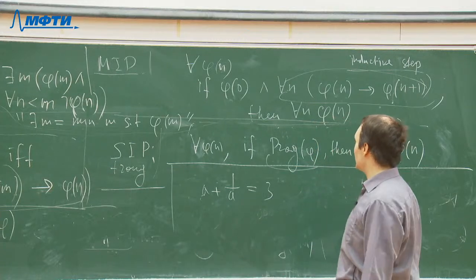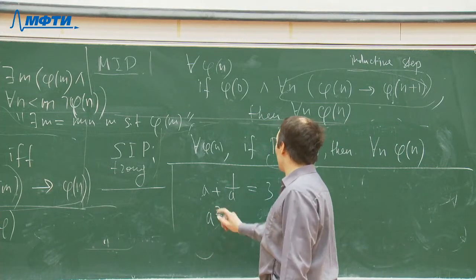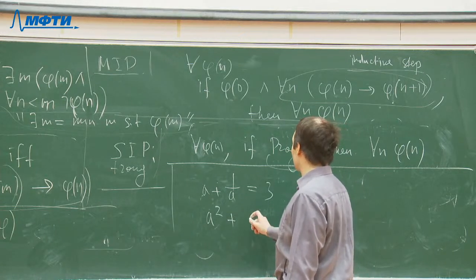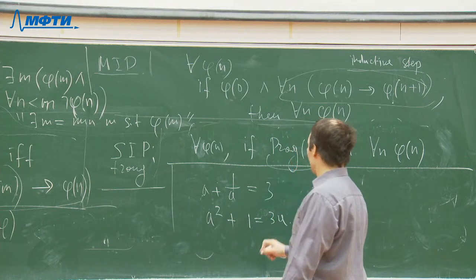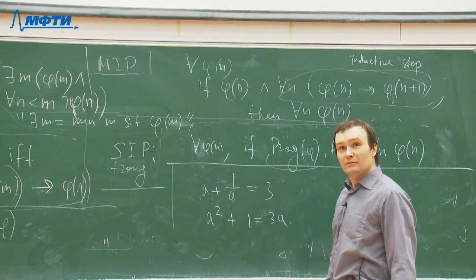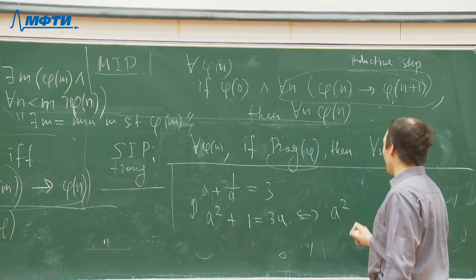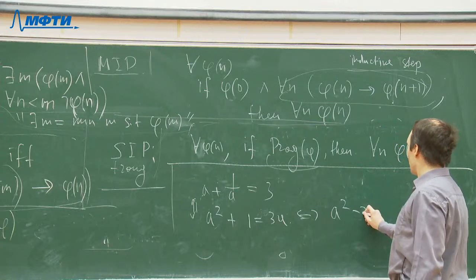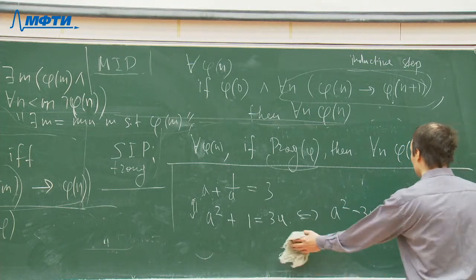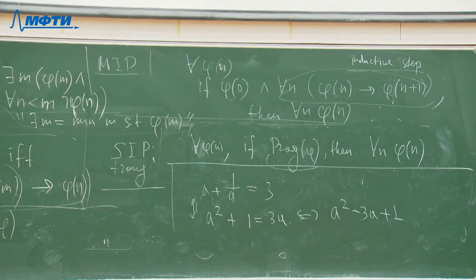Of course, a is not 0, so we may multiply both parts by a and obtain something like that. Which is just a squared minus 3a plus 1. Okay. It's an equation of degree 2. Does it have any real root?